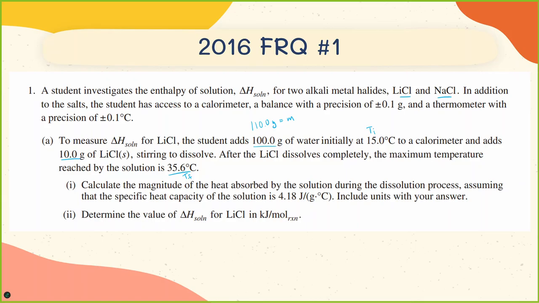Calculate the magnitude of the heat absorbed by the solution during this process, assuming the specific heat is this. Okay, include units. So yeah, basically doing the same thing we did in the last question. Q equals MCΔT, so 110 grams. And then this is using 4.18 this time. And this is an FRQ one, so yeah, you would want to show all your work. So final temperature 35.6 minus the 15 degrees Celsius. This is going to give us Q AQ again, like so.